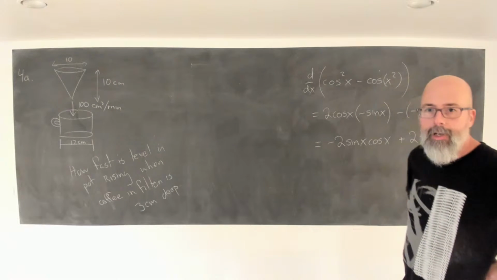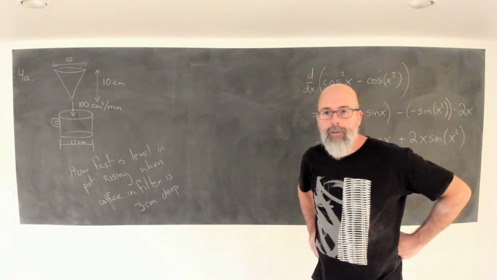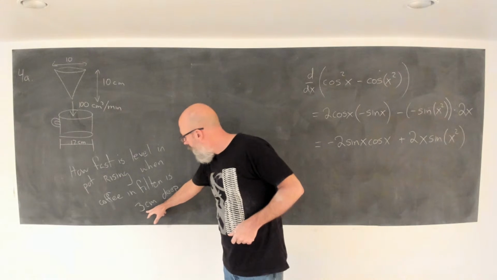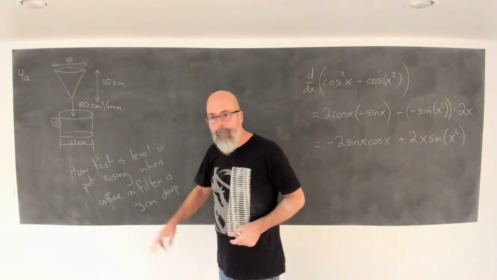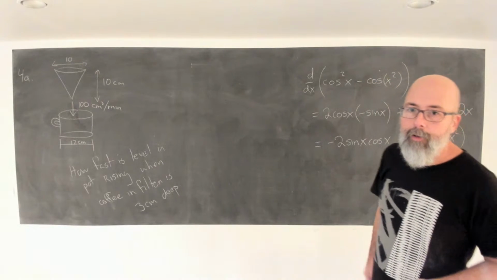Sealant is asking if the rate is constant, then the level in the pot should always be rising at the same rate. Correct? In fact, that is correct. So the fact that you're 3 centimeters deep here will not play a role. Absolutely.